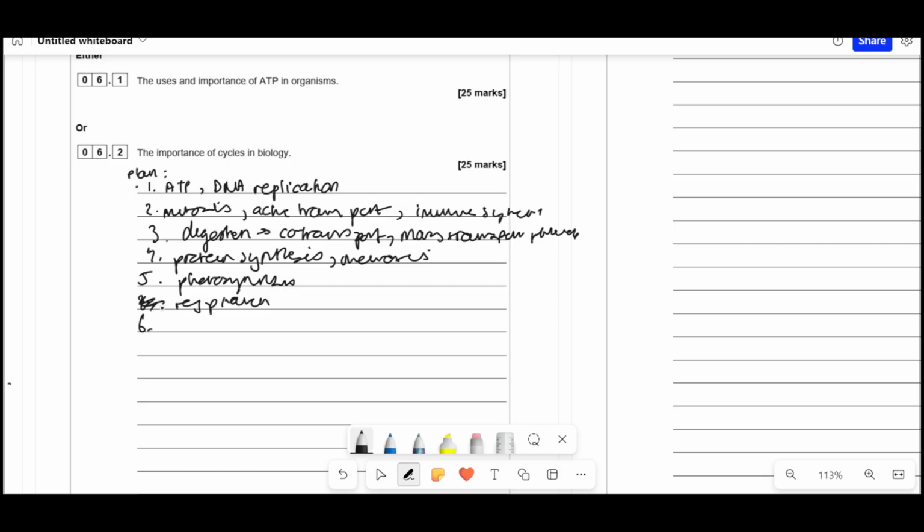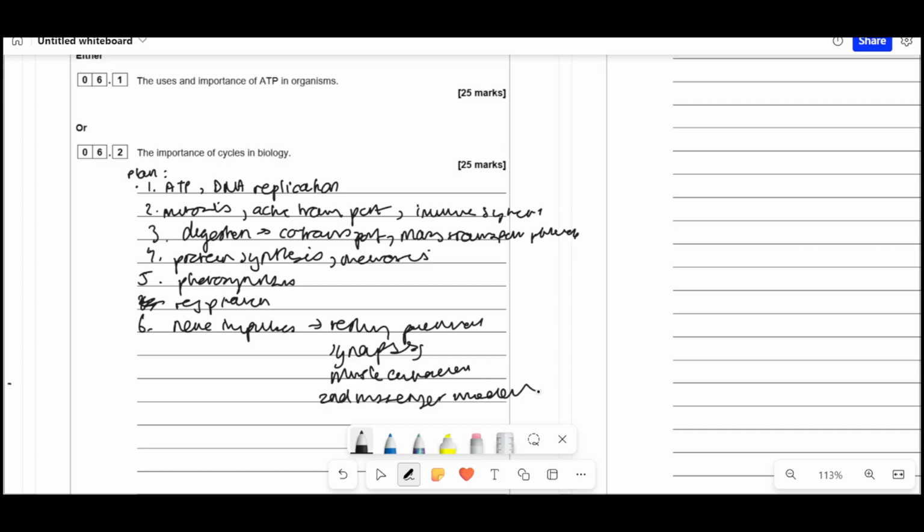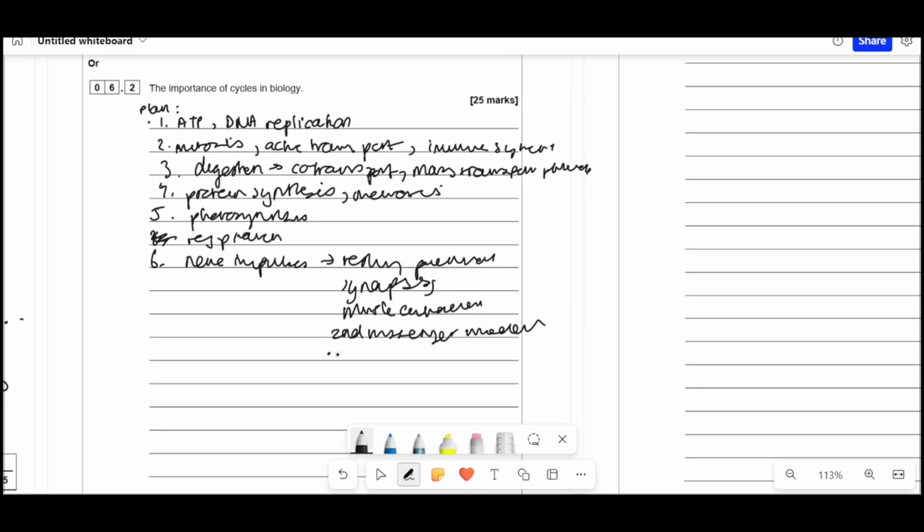Topic 6. What can we think of? Well, nerve impulses. Where's ATP in that? Well, it's the resting potential. And then obviously as well as that, synapses need it. And muscle contraction. Then, what else can we think of? Well, there's the second messenger model in adrenaline when it's working to make cyclic AMP. And as well as that, for example, controlling water potential in the kidneys, because if you look at the ascending loop of Henle, sodium ions are actively transported out. So that's a lot of topics you could talk about.